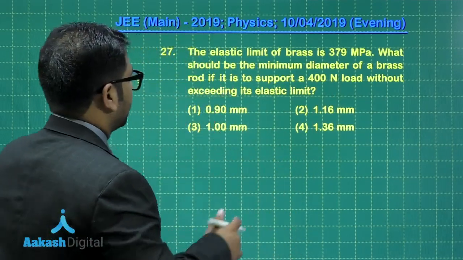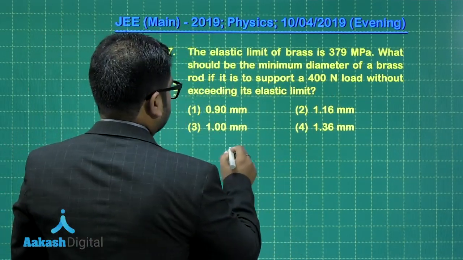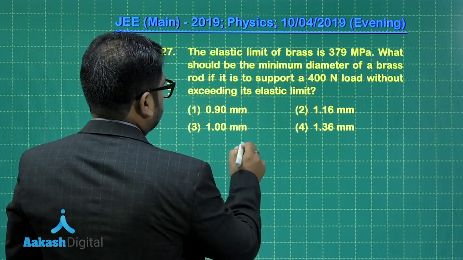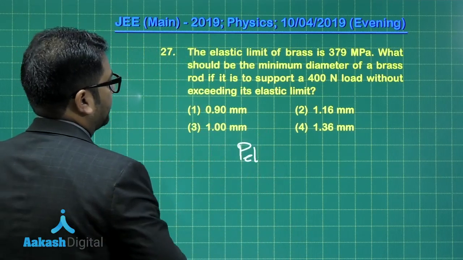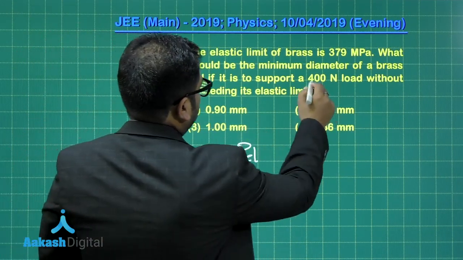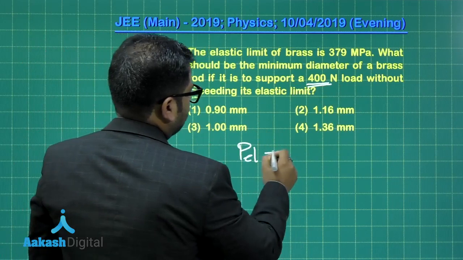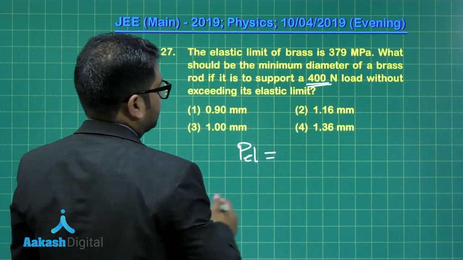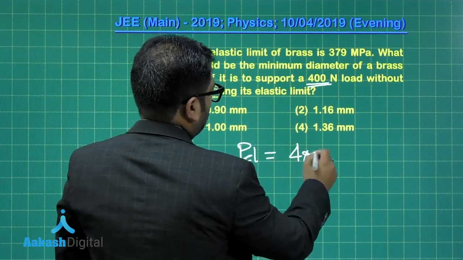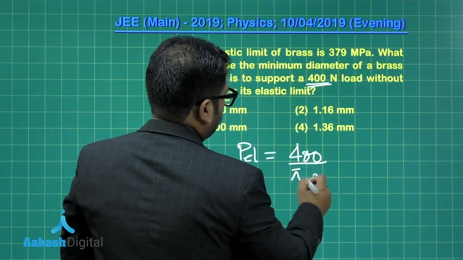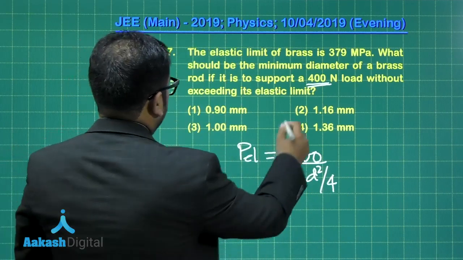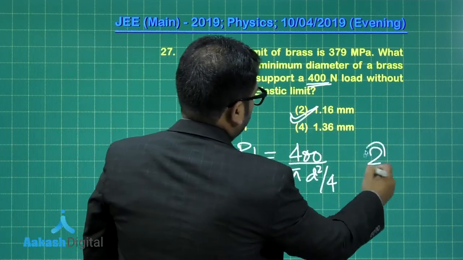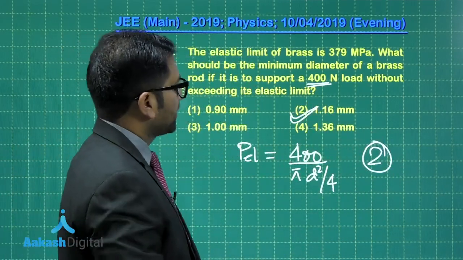So let's see, the elastic limit is there, which is 379. So let me write the elastic limit, which is the stress, and the minimum diameter I need to calculate, and this is the case at the instant of breakage. The stress would be force divided by pi d square by 4, the cross-sectional area. You calculate it, just be careful with the unit. Option number 2 would be the correct one. Now it's time we move to the 28th question.